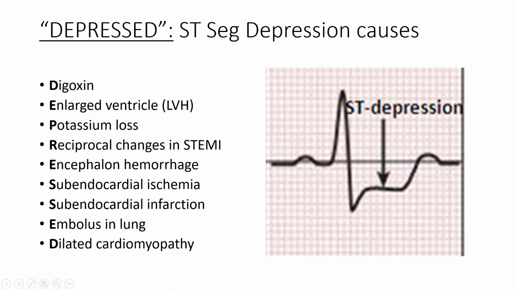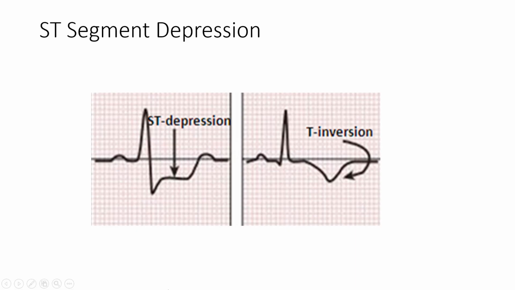Now, ST segment depression, in addition to ischemia, can be associated with a number of conditions. We've already actually talked about a number of these, and so we're now going to move on to T-wave inversion. Like ST depression, T-wave inversion can be an indicator of myocardial ischemia, but it also can be associated with a number of other conditions.